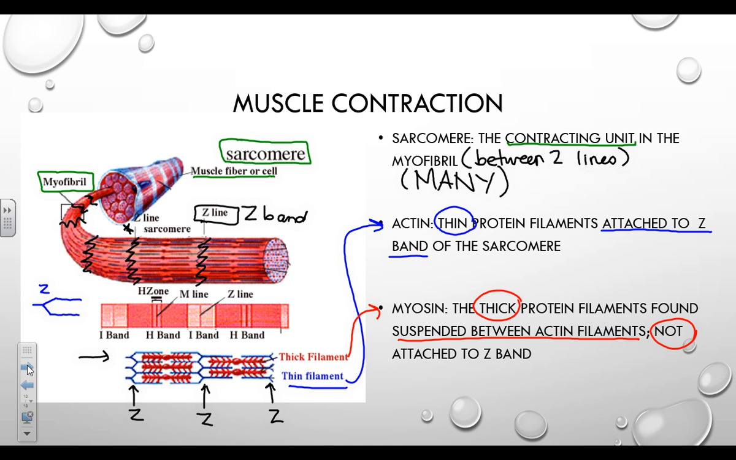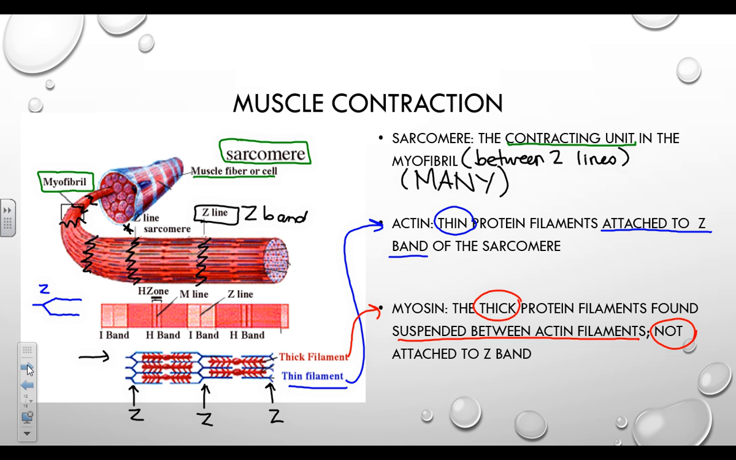So we have a sarcomere. It's a section of the myofibril, and it's made up mainly of two types of protein filaments. Actin, which is thin, and myosin, which is thick. Now the picture that's in the middle will make a bit more sense once I show you what happens when the muscle moves.